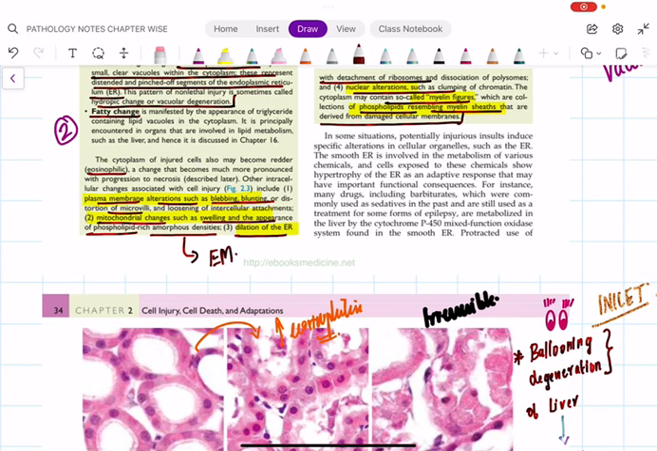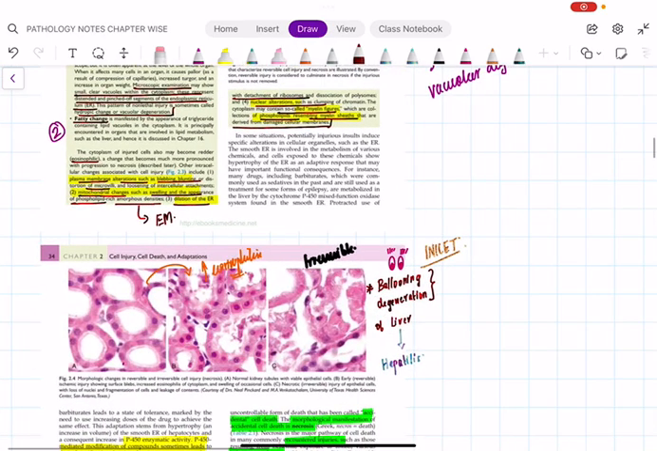I am mentioning this very clearly because the examiners are very tricky. They will ask which of the following is the earliest sign of cell injury that can be appreciated in light microscopy, or which of the following findings cannot be appreciated in light microscopy. The answer is amorphous densities. Amorphous densities of the mitochondria can only be appreciated in electron microscopy. All the rest of the changes you can appreciate under normal light microscopy.